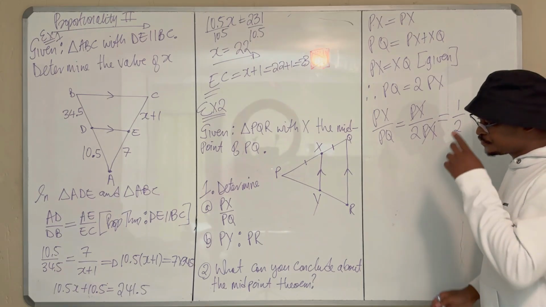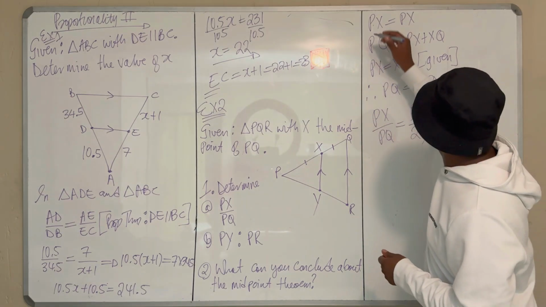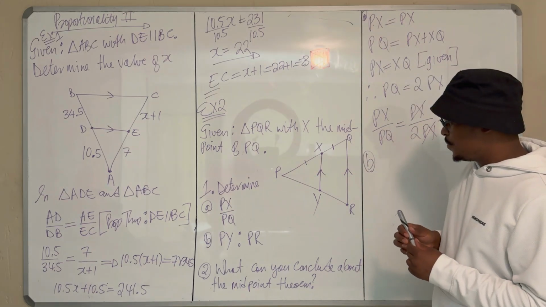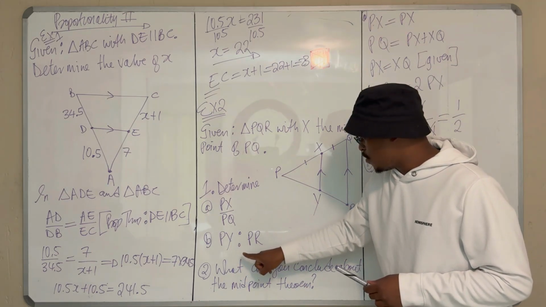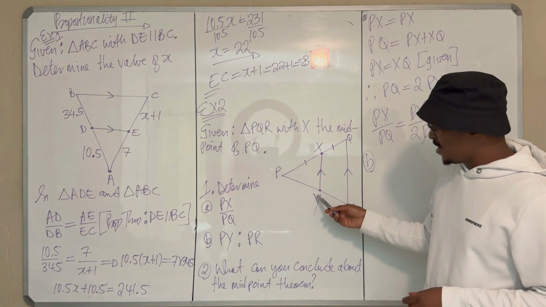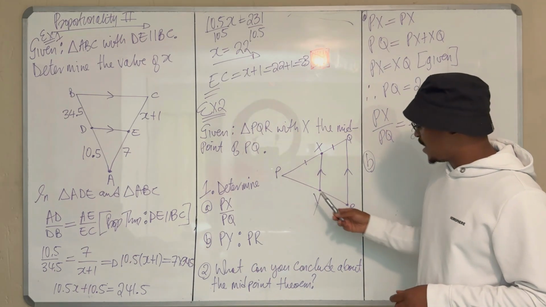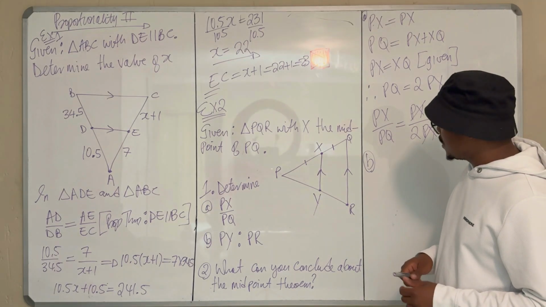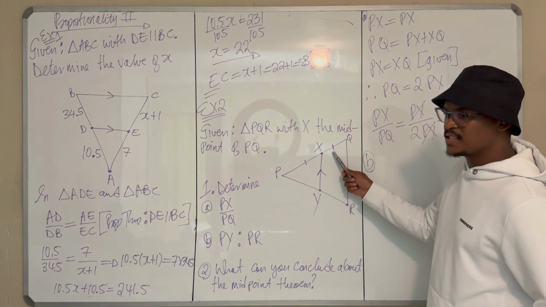Are you happy? Yes. Then, this was A, of course. At B, what do they want at B? At B, they want PY over PR. So they want PY over PR. But if you're looking at this, isn't this the midpoint of that?